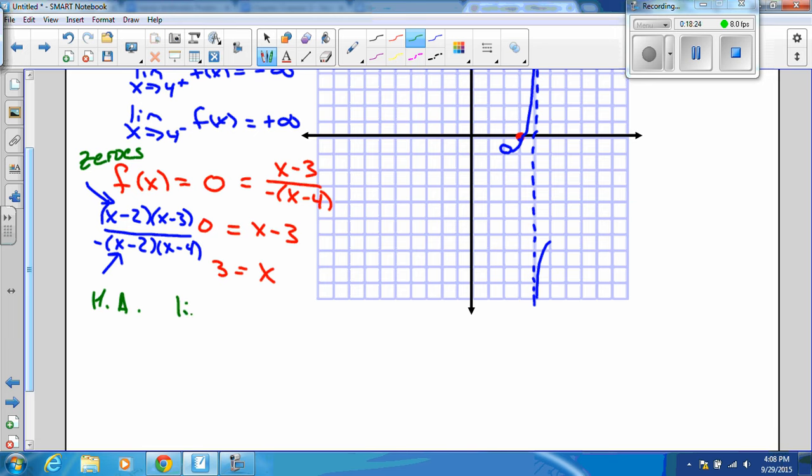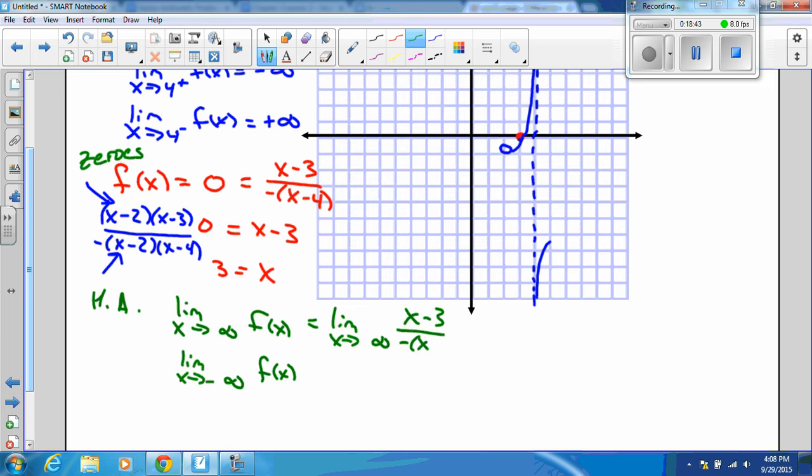And now the only thing left to find is the horizontal asymptotes. And we're going to do that with limits at infinity. We're going to take the limit as x goes to positive infinity of f of x, and the limit as x goes to negative infinity of f of x. And once again, we can use the reduced fraction and then appeal to the end model.